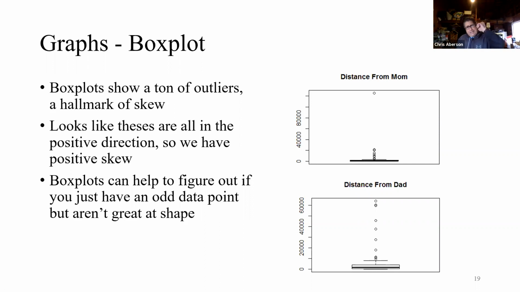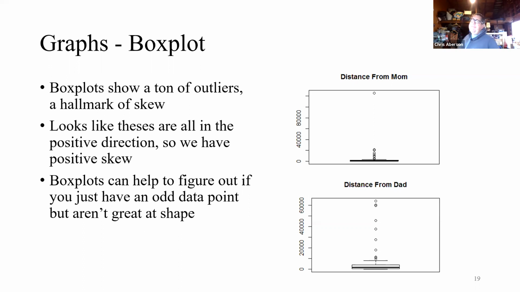Box plots are good for showing you something. If it doesn't look like a box that's symmetrically made, then it's non-normal. The skew you can determine by where the outliers are. The outliers are those little dots. So we would have a positively skewed distribution.